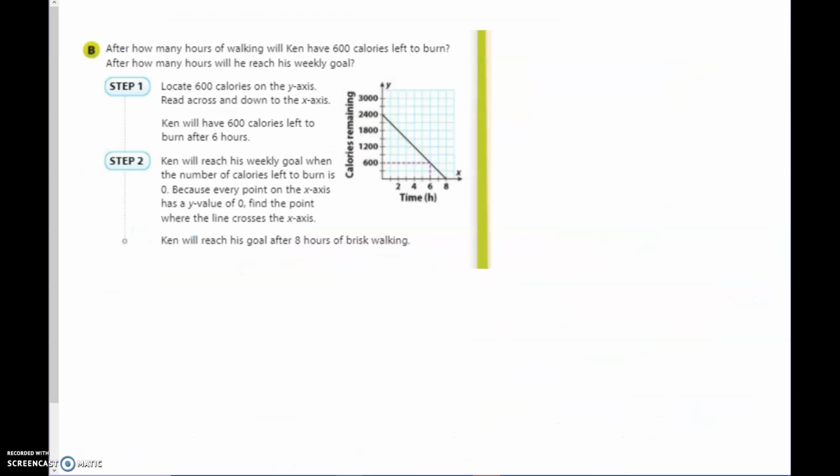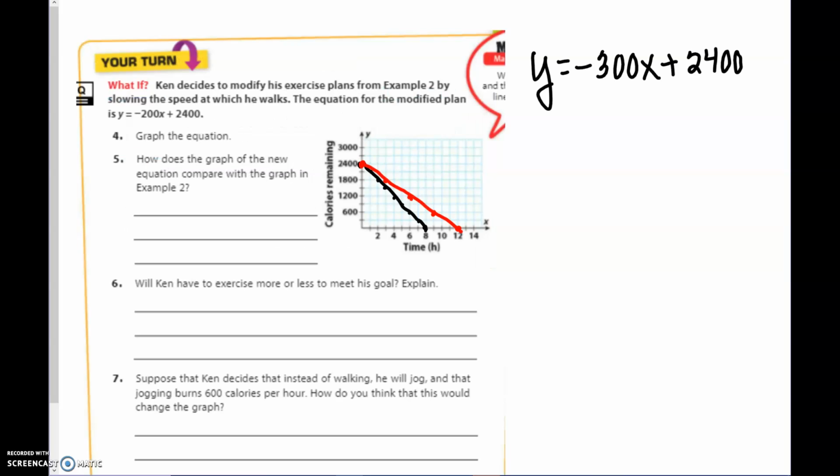So in this next one, they're saying, what if Ken decides to walk at a different pace? He is walking at 300 now, but he's going to slow down to 200. So graph the equation, and that's what I did in red. How does the new graph compare to the graph that we had in 2, which I left as black? Well, he's walking slower, so it takes Ken longer to burn the calories.